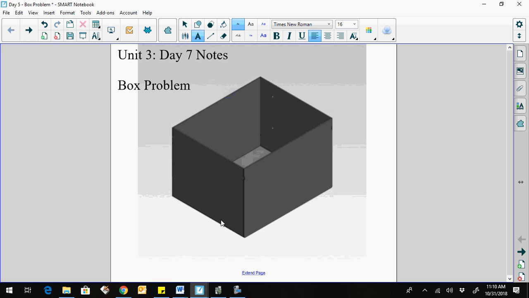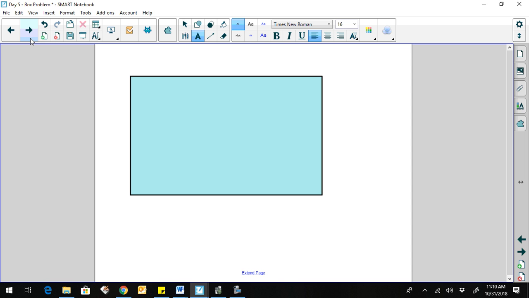So we want to have something that looks like this. We want an open top box that's a rectangular prism. And we want to create that. But we're going to create that from a flat piece of paper or cardboard or some material that's just flat. And we want to figure out how do we create this.